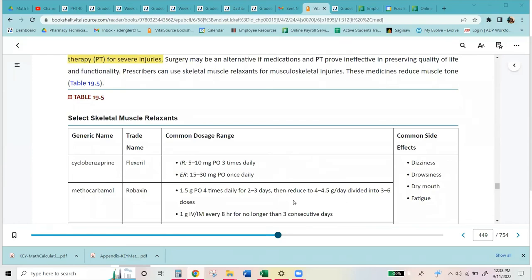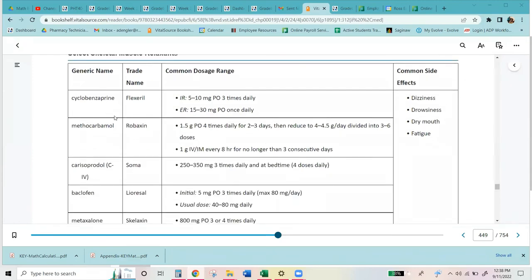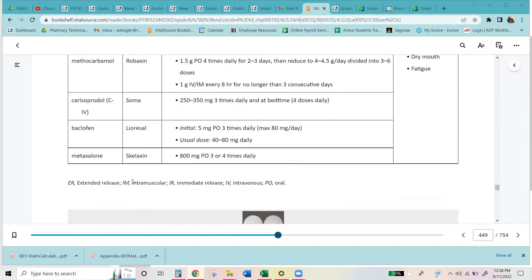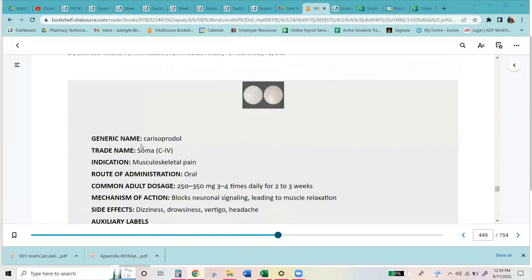So for skeletal muscle relaxants, we have Flexeril, pretty common, Robaxin, Soma, which is a controlled substance. So when I first started in pharmacy, it was not. It became controlled a few years after I started working in pharmacy. Then we have Skelaxin and Lorzone.